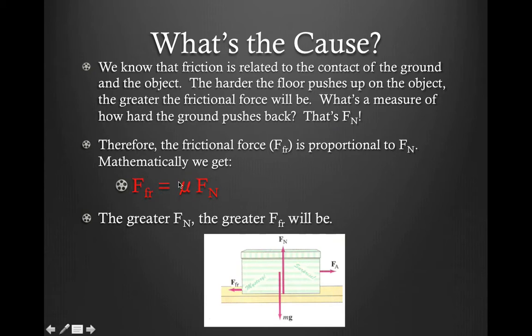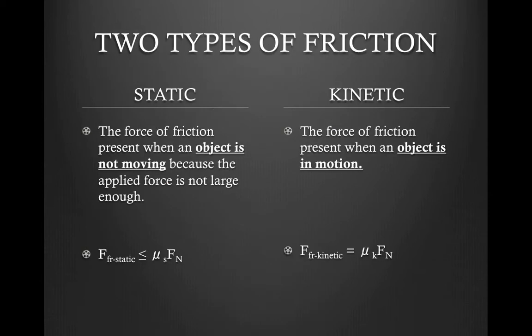This mu right here is a measure of the surface you're trying to push against. So let's say you're trying to push against gravel. Well, for gravel, this constant would be much larger because gravel produces much more friction than, say, glass. If you're pushing against glass, the coefficient of friction out front, mu, would be smaller than for gravel. This last statement just says the greater Fn, so the larger and more massive the object, the more weight it has, and therefore the frictional force will be greater.